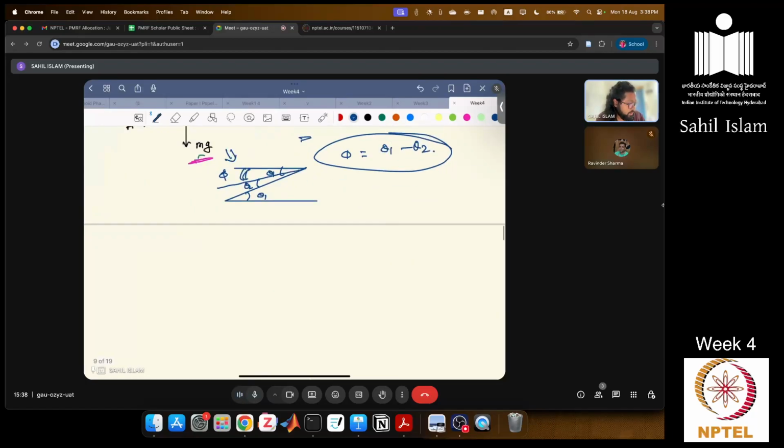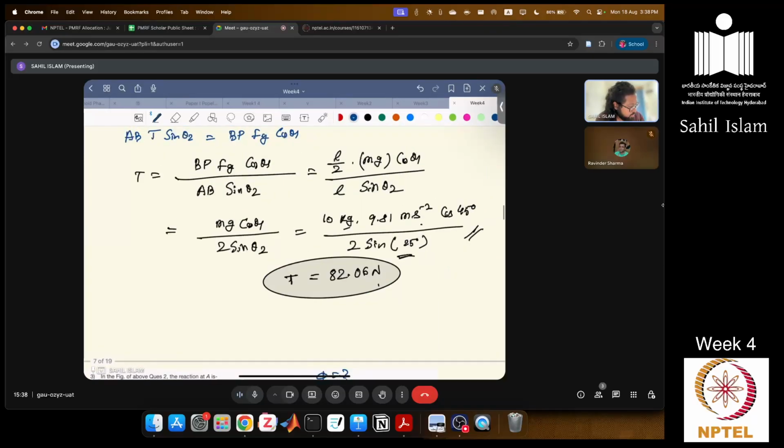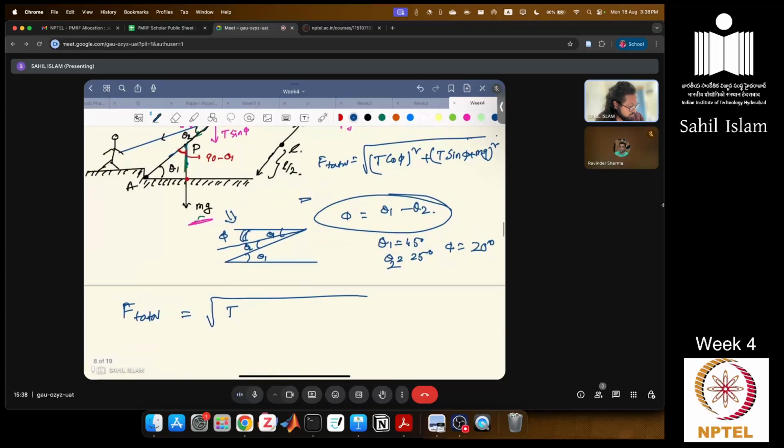So we found phi. So F total is T, so theta 1 was 45 degree and theta 2 is 25 degree. So phi becomes 20 degree, right? And tension was, we already found, 82 Newton.